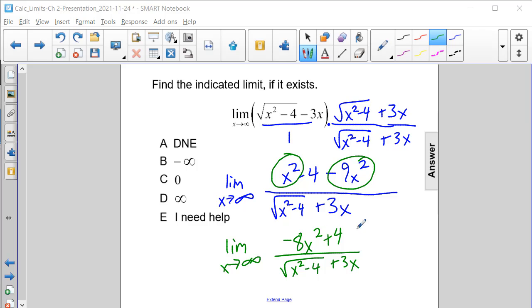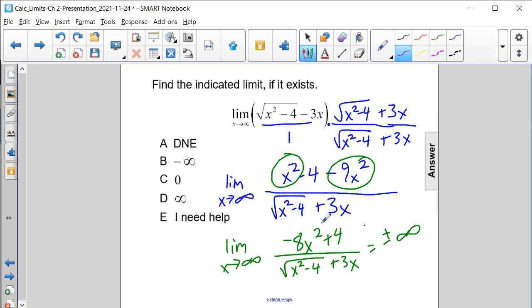Now, if we look at the degrees that we have remaining in our numerator and denominator, we see that the degree is higher in the numerator, so the limit will be positive or negative infinity. In order to determine which it is, positive or negative, let's think about what will happen if we substitute a very high number in for the x values.